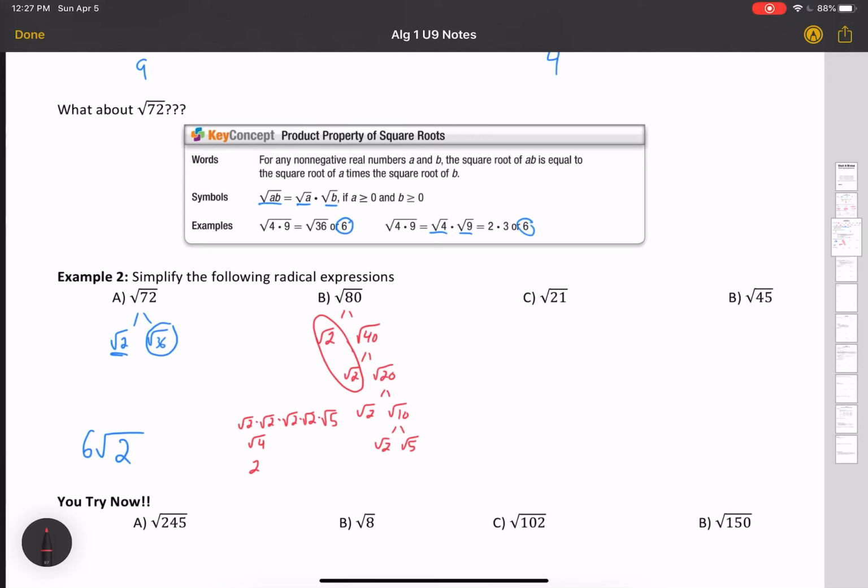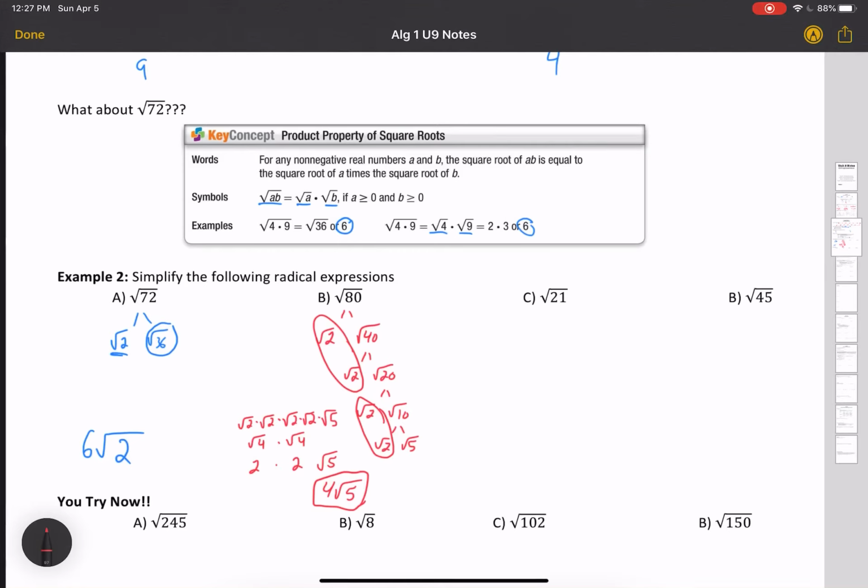Okay? Similarly here. These square roots of 2 get to buddy up, become square root of 4, which ultimately simplifies to give me 2. But 5 doesn't have a buddy. Square root of 5 doesn't have a buddy, so it's stuck underneath. So when I simplify this, 2 times 2 is 4. Square root of 5 is stuck underneath.